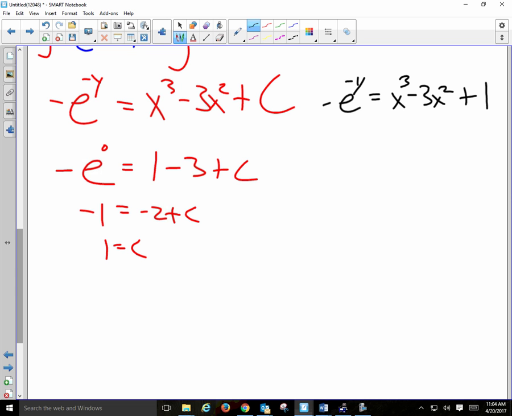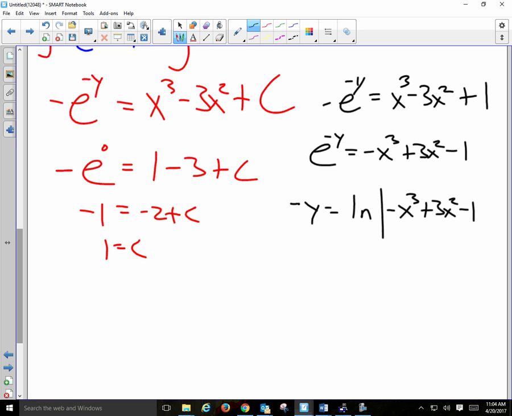If I'm finding the particular solution, what am I solving for? How do I do it? Negative y is equal to negative x cubed plus 3x squared minus 1. Negative y is equal to the natural log of the absolute value of negative x cubed plus 3x squared minus 1. Divide by negative, y is equal to negative natural log of negative x cubed plus 3x squared minus 1.